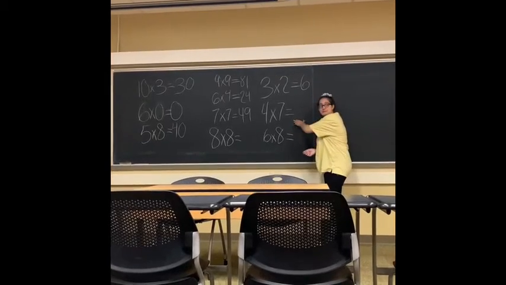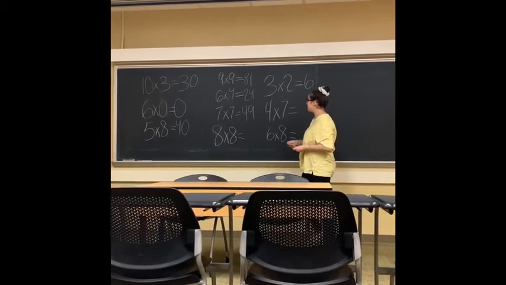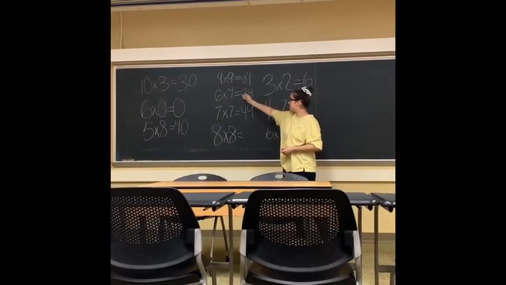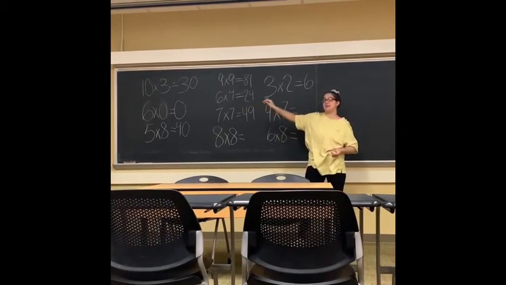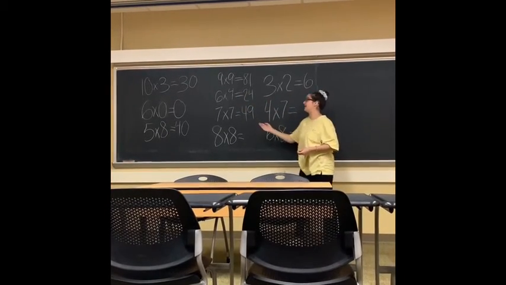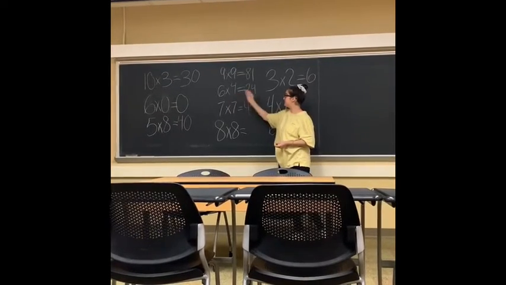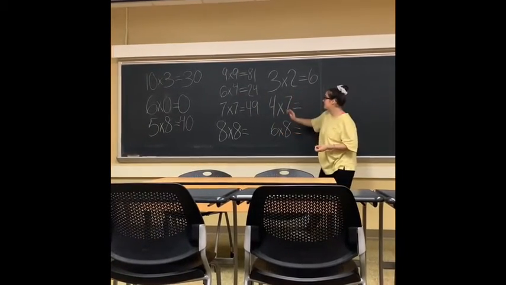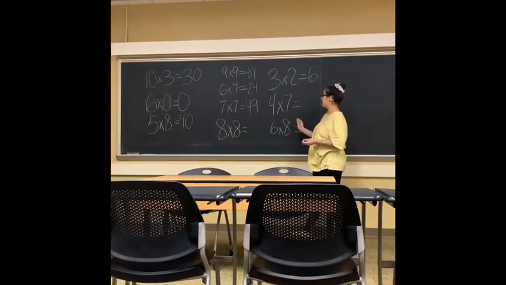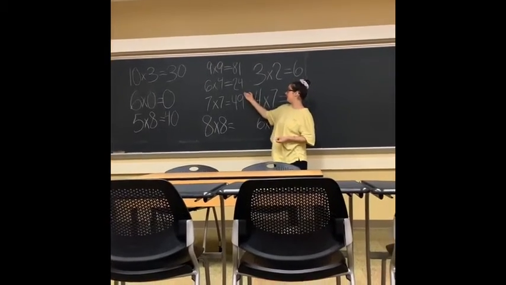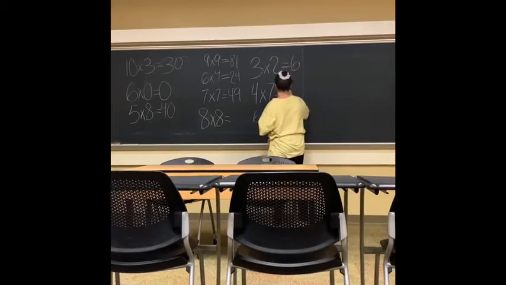For 4 times 7, it's just like this, how when you do 5 times 4, it's 20, and then you add 4 more on for 4 times 6, and you get 24. So when you do 4 times 7, you add 4 more on to 24, and so you get 28.